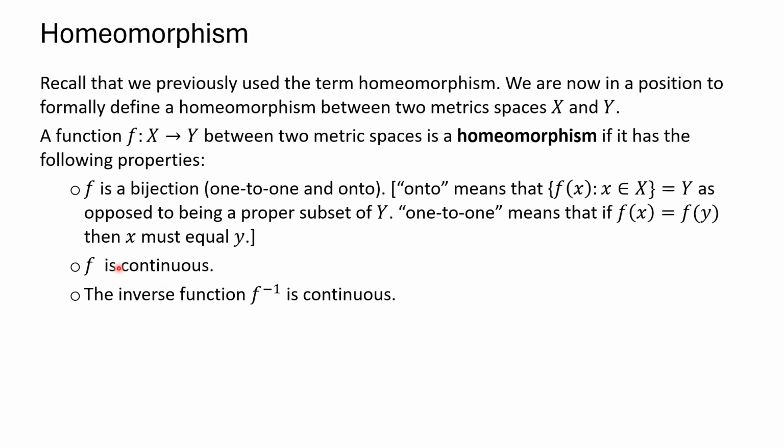f is continuous, so we need to have these three properties hold, and then the inverse of f is also continuous. If these three things hold, we have what is called a homeomorphism between x and y. That means x and y are very similar. They're topologically equivalent, basically.